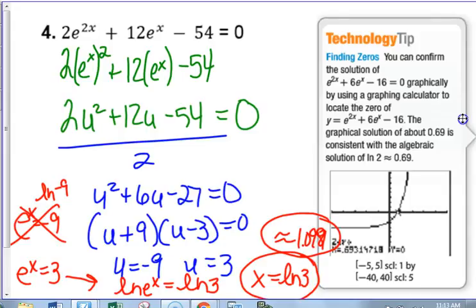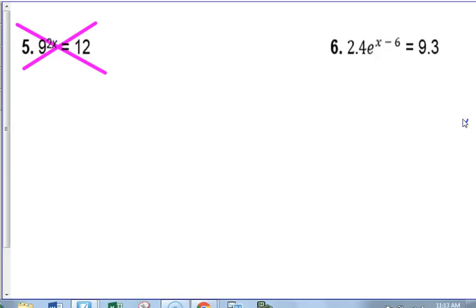So wait, it works for all of them? It would work for pretty much anything that has an x in it. Finding an appropriate window can be a lot of trouble. Zoom fit. That's not going to help on a lot of these.